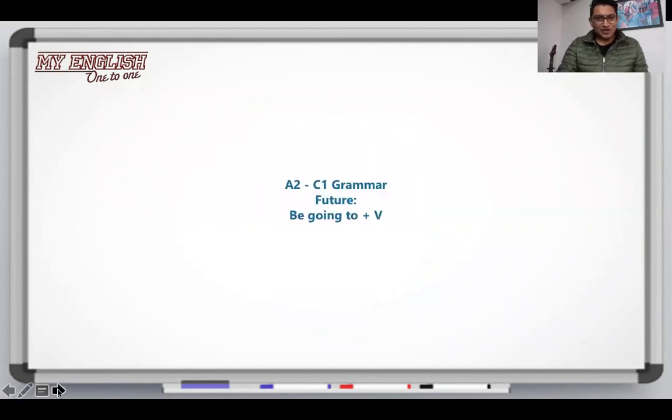Today, we're going to be talking about the future with be going to. This is a topic that you have to study in levels A2 and also C1. Future be going to plus verb. This is part of the future revision. And well, let's just start, okay?